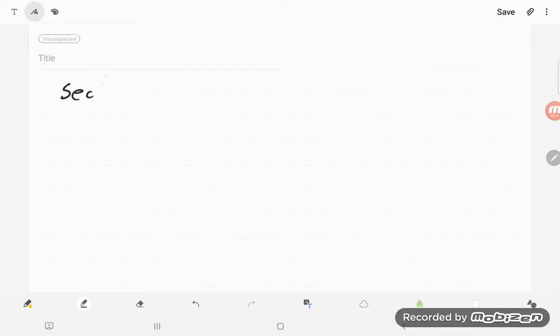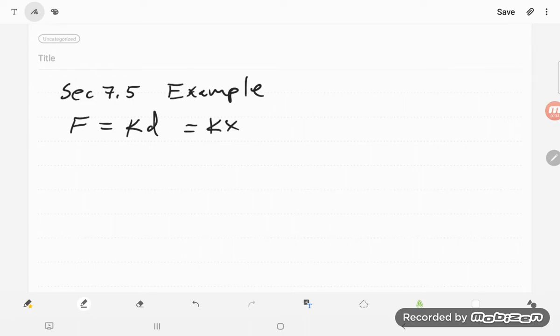We are in section 7.5, and this is example 2. This is one with Hooke's law and a spring. We're told the force, in general, if everything's constant, is proportional to the distance that the spring has moved. So F equals KD, or if the distance is measured along the x-axis, you could call this F equals KX.